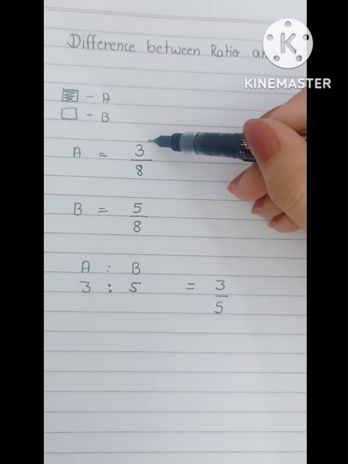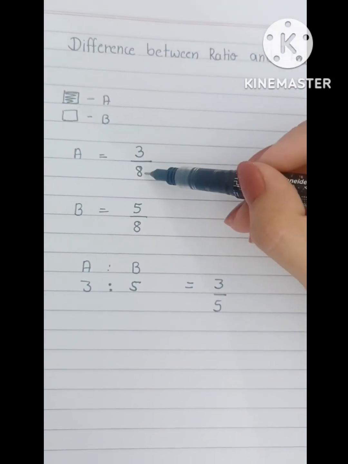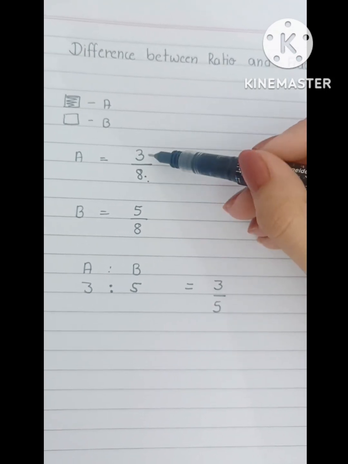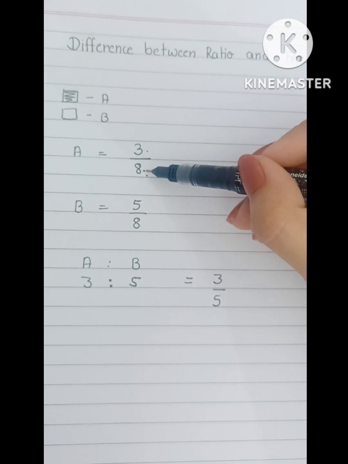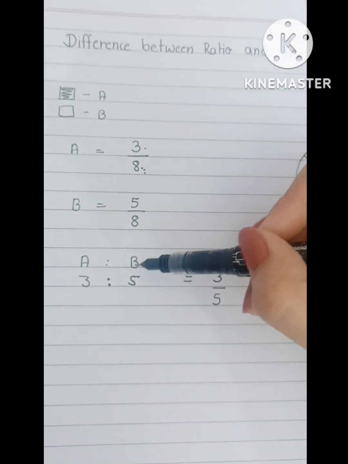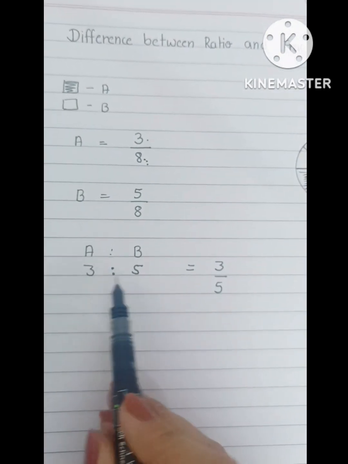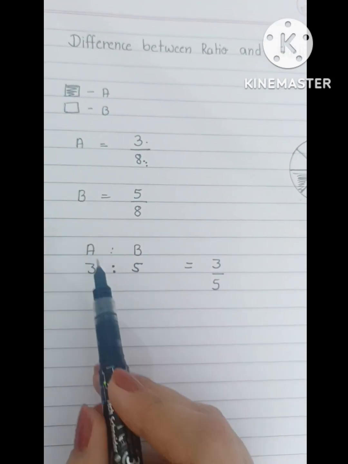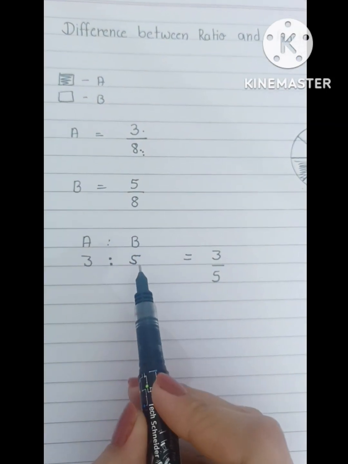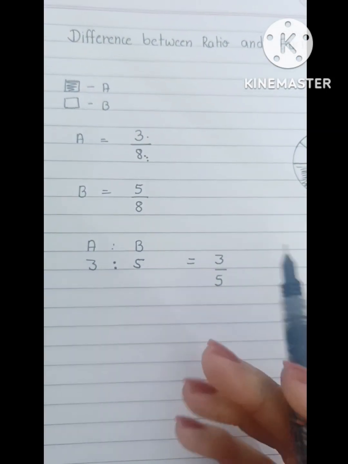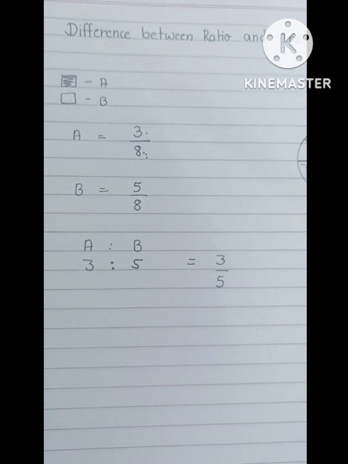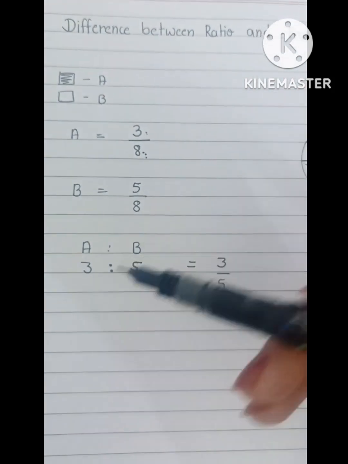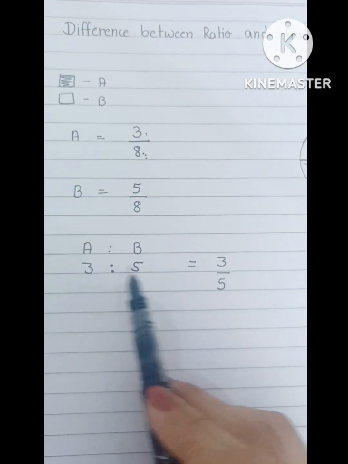Fractions compare a part to the total number of parts or whole. Fraction compares a part to a whole, but ratio compares two different parts which are related, right? If A has eaten 3, then B has eaten 5. This is the difference between ratio and fraction. Fraction compares a part to whole. Ratio compares two different parts.